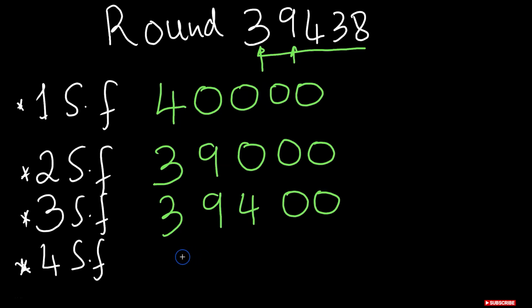Now we're going to do 4 significant figures. So I'm going to count 1, 2, 3, 4. Now, before I accept it, I check. The number on the right, is that 5 or more? Yes. The 3 becomes 4. So now I have 3, 9, 4, 4, and the last digit is a 0. So 1, 2, 3, 4 significant figures.